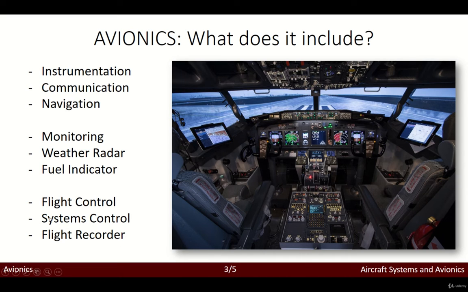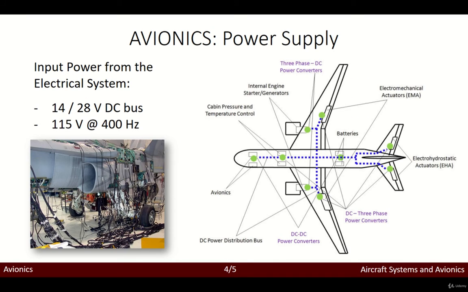And finally, we also have additional systems which sometimes are related to avionics in the case that they are related to electronics, right? Such as the flight recorder, or the black box. So again, the idea of avionics is to relate aviation and electronics, right?